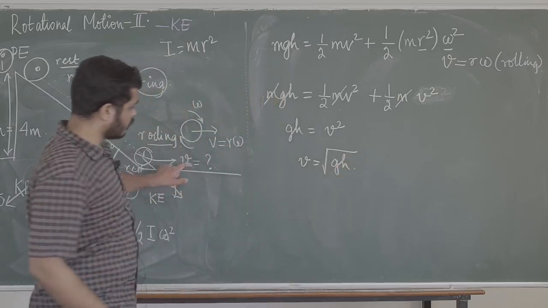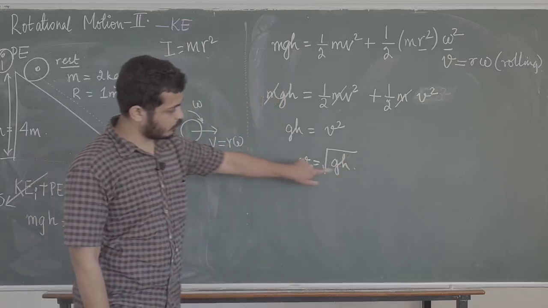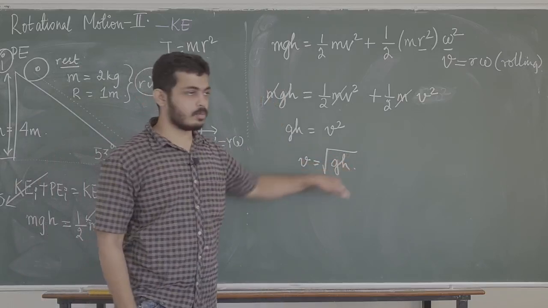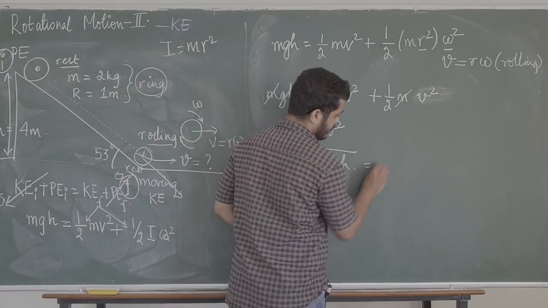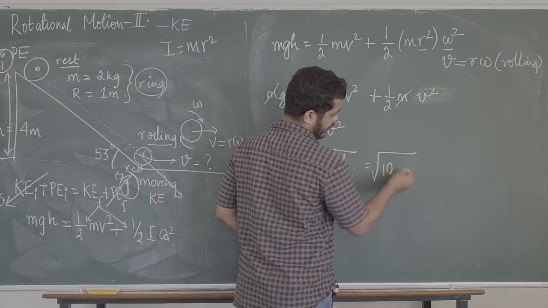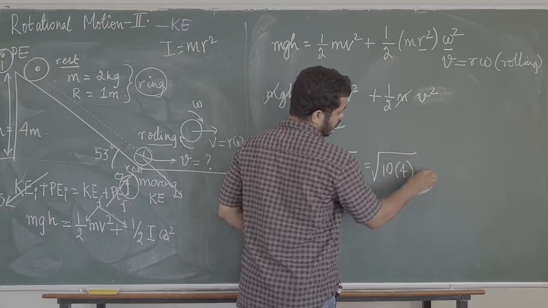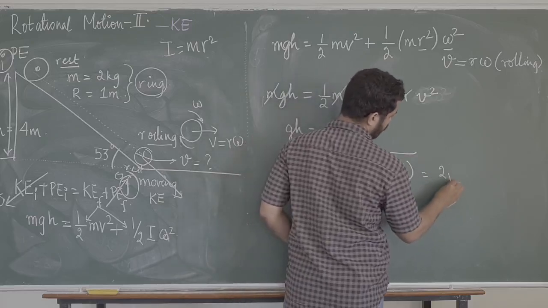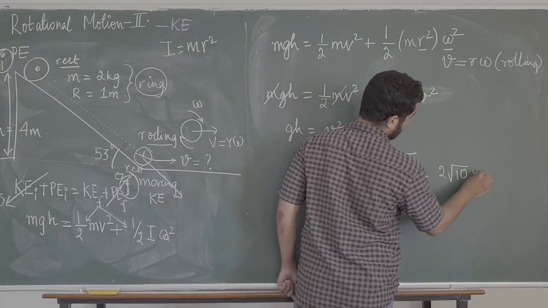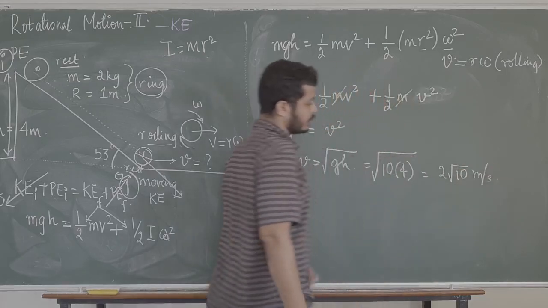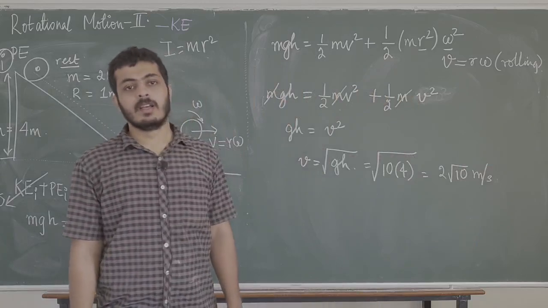So we were asked what is the velocity? The velocity is root over g times h. So what is the value of g? The value of g is 10. You put the value of 10, h is equal to 4, put 4. So you will have this is equal to 2 root 10 meters per second. This is how you solve a problem.